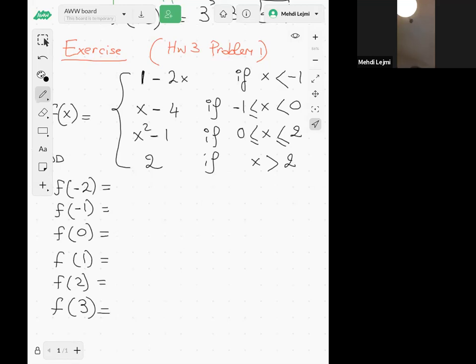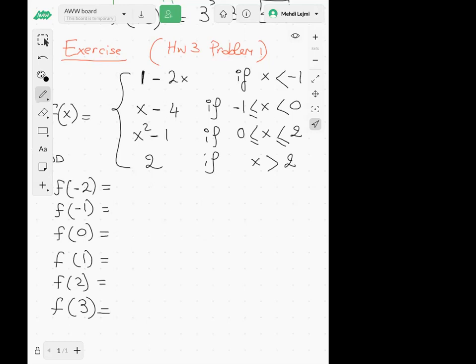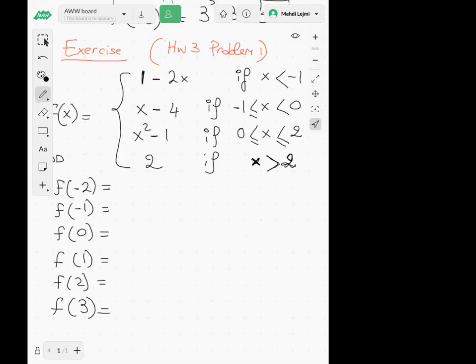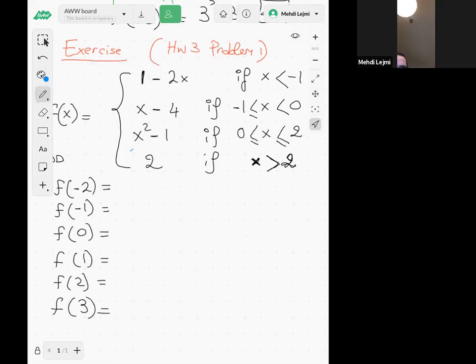Yeah, I think the last one is 2. Yeah, absolutely, you're right. Professor, for the fourth condition, what is the X? The fourth condition? Well, X is strictly larger than 2. That's the condition, but there is no X. Oh, you mean the output here?